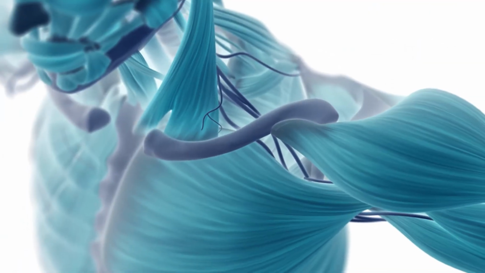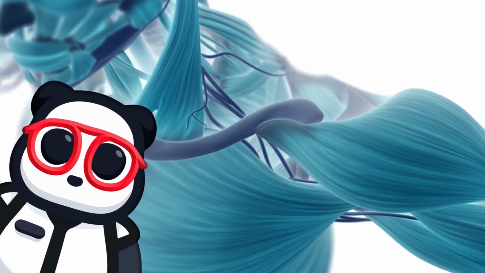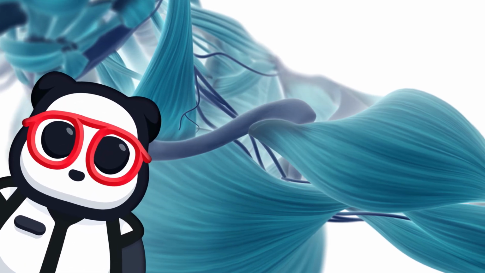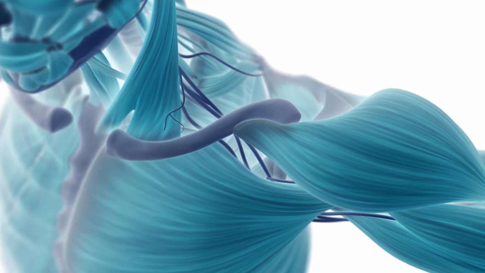Our body has approximately 600 different muscles. So in this lesson, we're going to learn a little bit about each one of them. In general, muscles have some anatomical components, and that's what we're going to talk about.